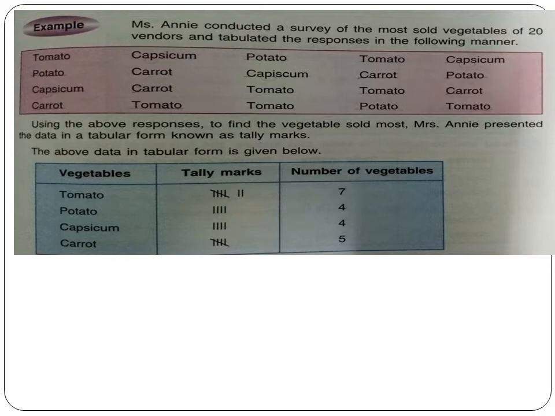Next it is carrot. Check out how many carrots are there. It is only 5. So what do you have to do? Draw 4 vertical lines and 1 slanting line. So this is how the tally marks should be represented and the number of vegetables. So you have to make 3 columns. One for vegetables, the next for tally marks, the next for number of vegetables.